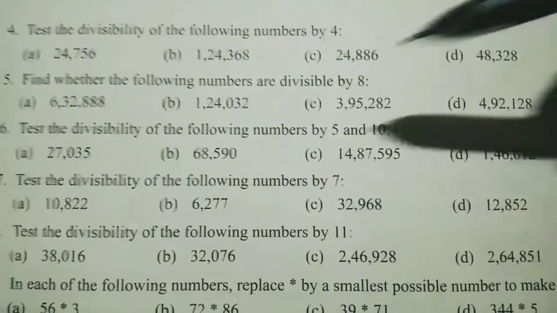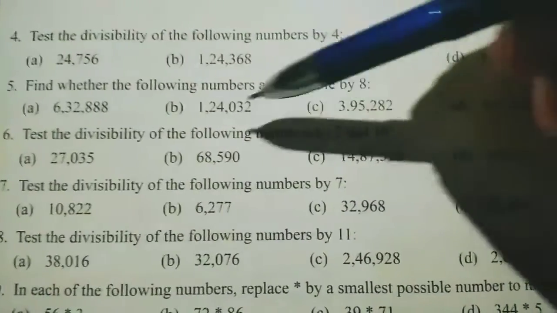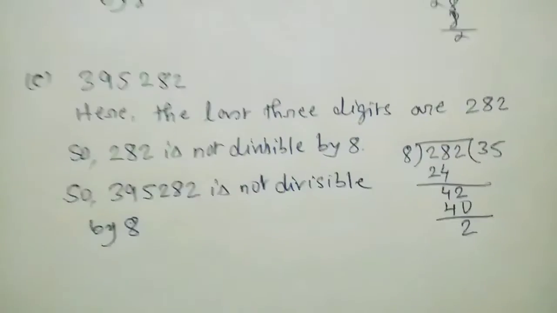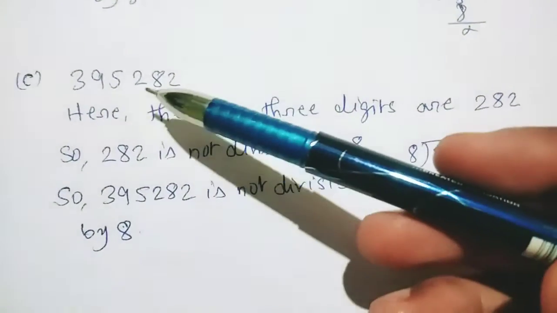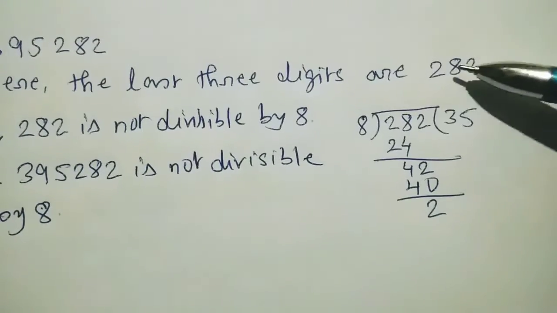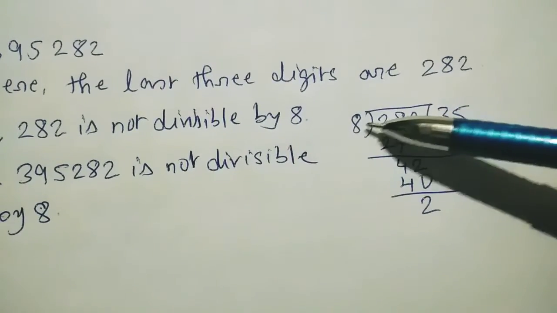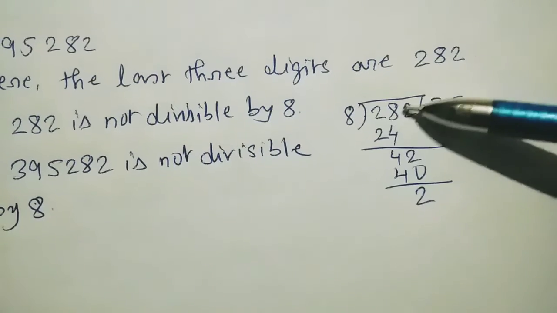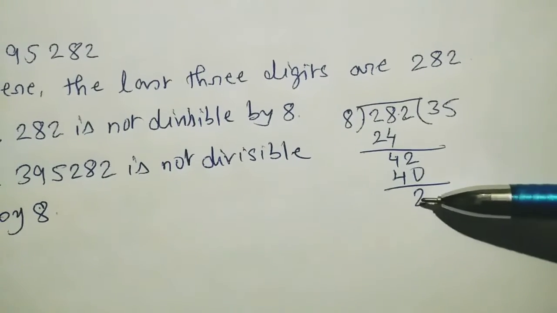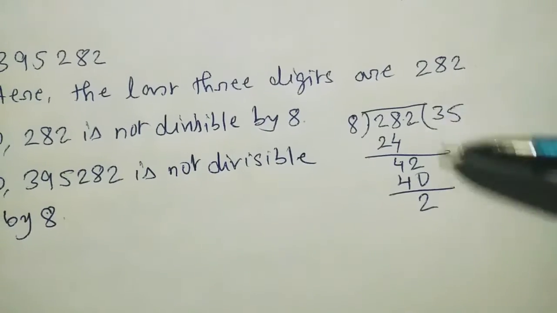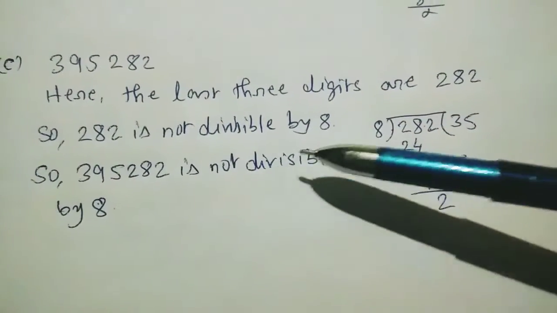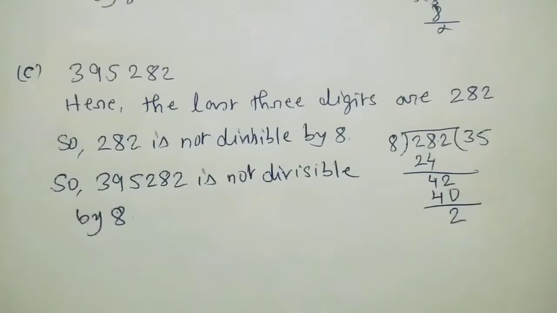In this way you have to write. Okay. Now let's see C number. B and D are our homework. So 395282. Here in question number C, you can see 395282. The last 3 digits are 282. So we'll divide this 3 digit number by 8. So 8 3 is 24. Then 8 minus 4 is 4. Then 2 coming. So 8 5 is 40. So 2 is the remainder. So it is not dividing by 8. So 282 is not divisible by 8. So 395282 is also not divisible by 8. So this is the way of writing.